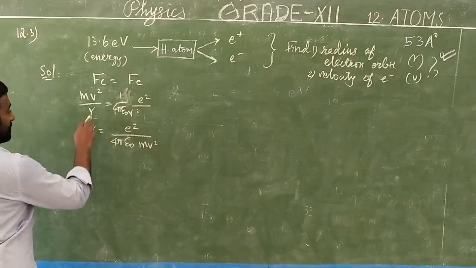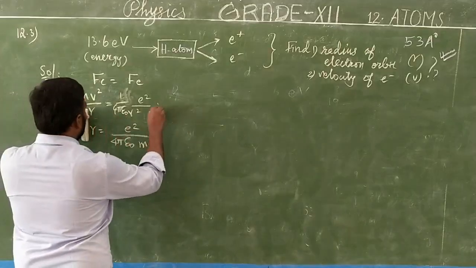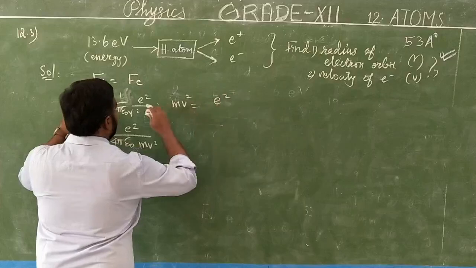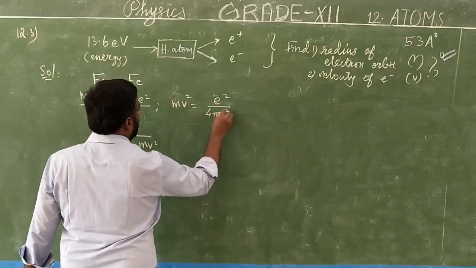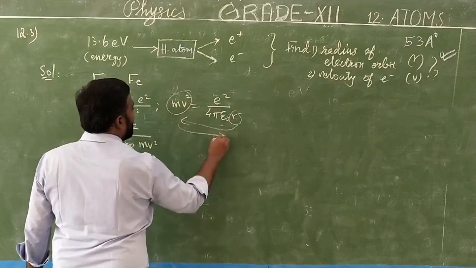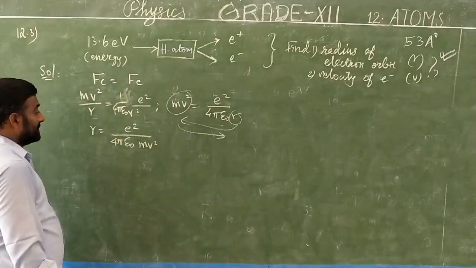You know how it comes? In both the terms, you can remove one r. So mv squared, here r goes out. On the right-hand side, e squared by 4 pi epsilon naught into r. So these two terms you rearrange. After rearranging, finally you get the radius.